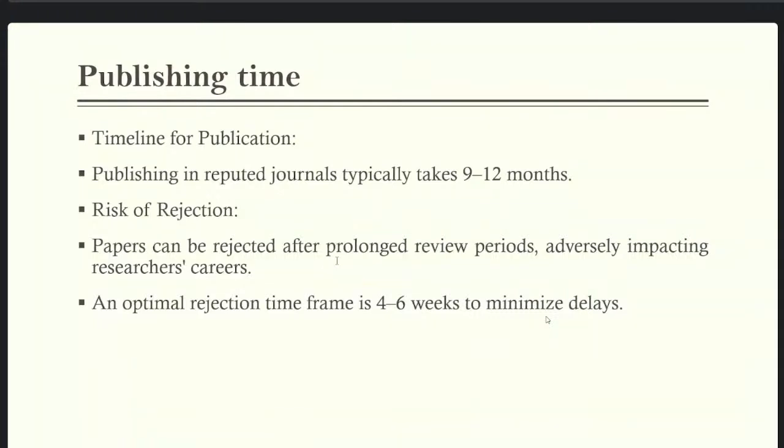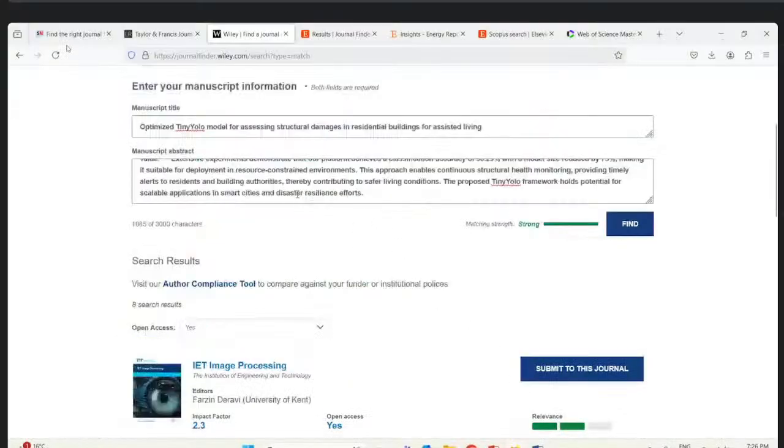In the case of publishing time, it contains three different times. First is the time to first decision, then review time and paper acceptance time, and after that the time for publishing. So these three times must be noted down when selecting a journal. I will give an example with this one.